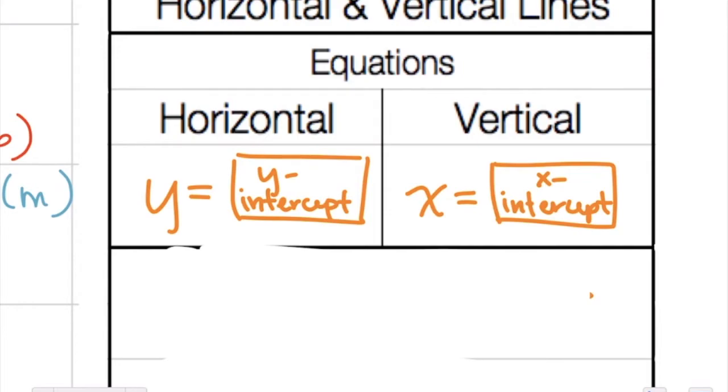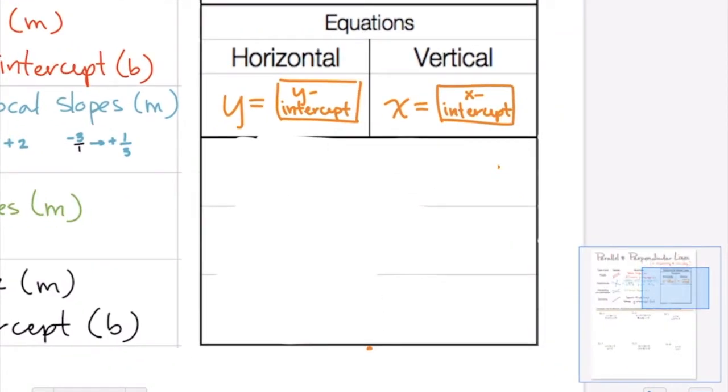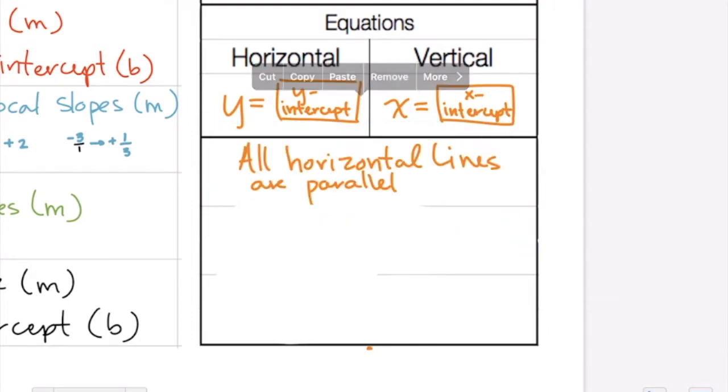And then in terms of parallel and perpendicular, a couple of notes to make is all horizontal lines are parallel to each other. That should make sense because they all have a slope of 0, so their lines are going to be horizontal to each other, unless, of course, they're the same line, and then they'd be coinciding.